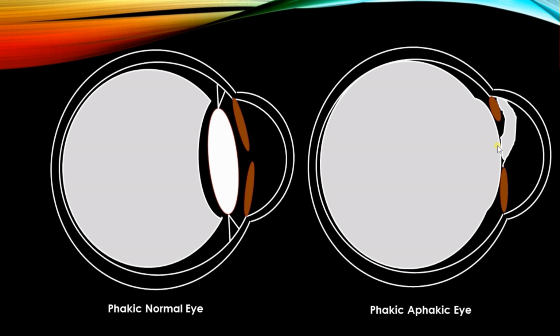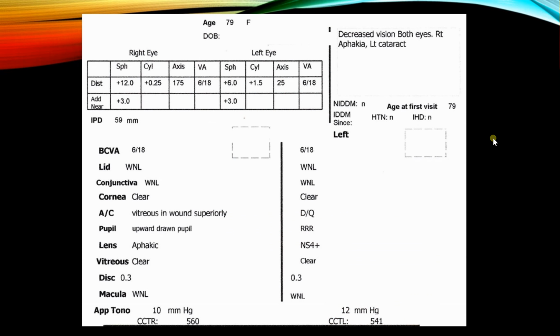If there is vitreous prolapse into the anterior chamber due to complicated cataract surgery, the vitreous goes into the wound and it tends to cause peaking of the iris as well. Today we're going to discuss a case who's hypermetropic on the right side with a plus 12 diopter. On examination, she had a visual acuity of 6/18. The cornea was clear. There was vitreous in the wound going superiorly, causing updrawn pupil along with iris atrophy.